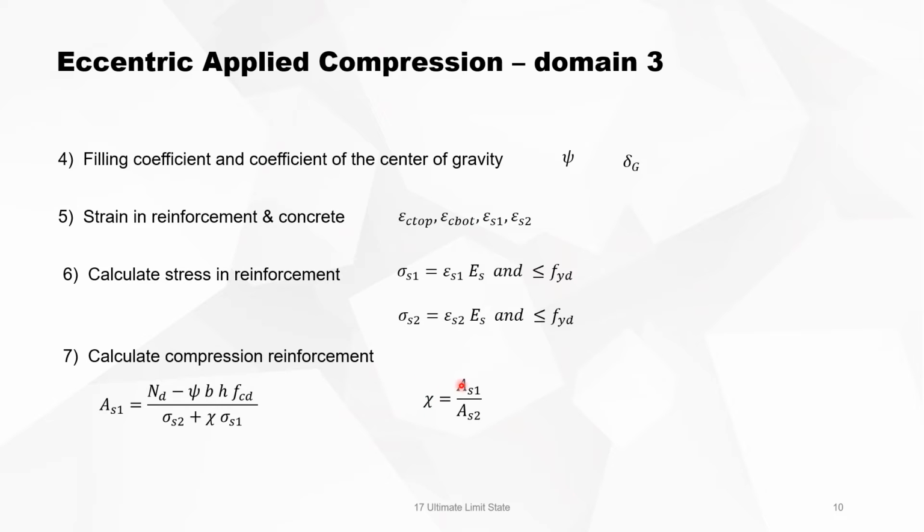So we take the proportion of AS1 to AS2 equal to Chi, and then we express AS2 as a function of Chi times AS1. Then we can have an expression for AS1 on the condition that we estimate first Chi, which is most of the time 1, because of the symmetrical reinforcement.